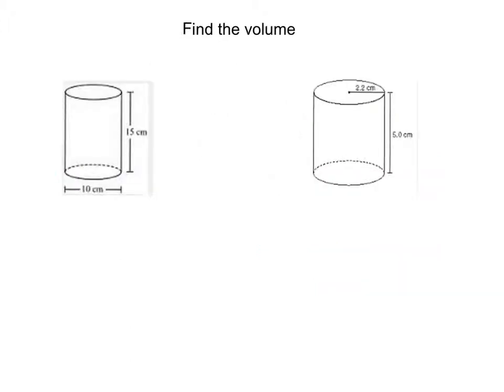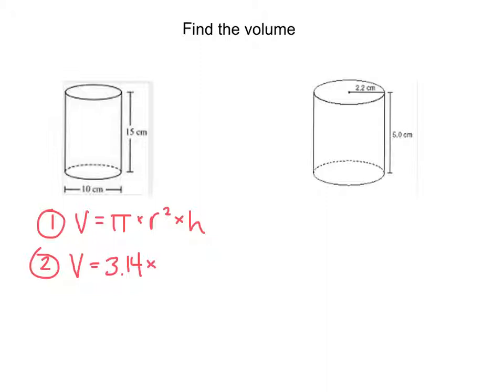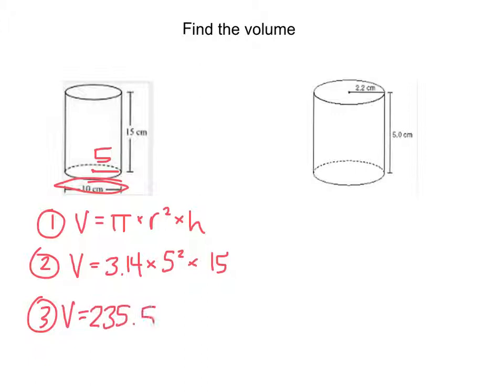And now we are just going to apply our formulas. And just like last time, we have our 3 steps. Step 1, write your formula. V equals pi times r squared times h. Step 2 is plug in what you know. V equals pi times r squared. But they give us 10, but remember that's our diameter. So radius is 5 squared times our height of 15. And when we get it all, our step 3, volume equals 235.5 with our label. And remember, it's always cubed.